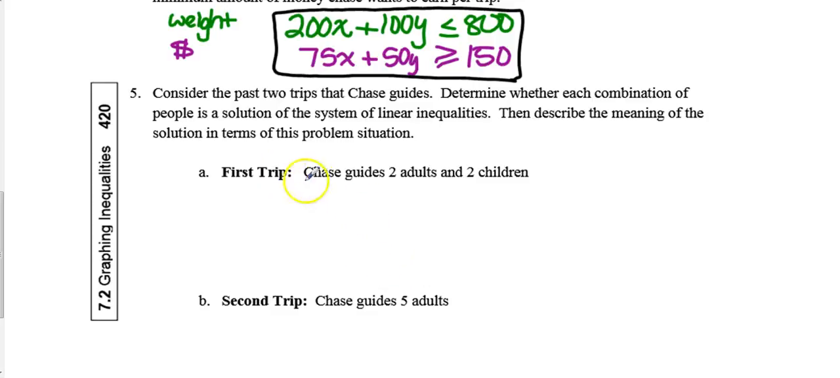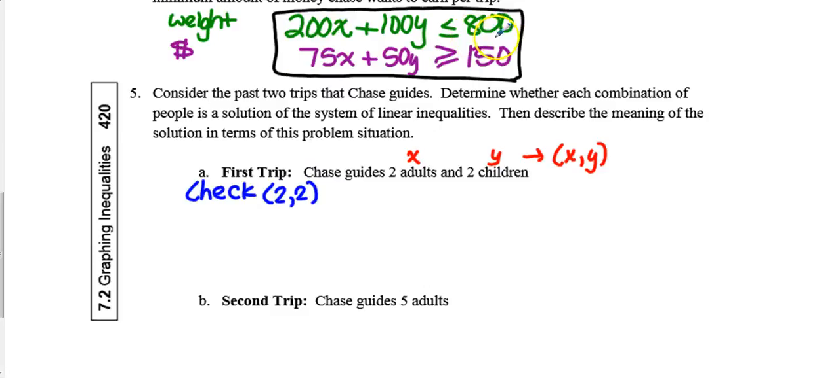So how am I going to determine whether or not this combo of people works or doesn't work? Well, my first thought is that adults is X and children is Y. So as an ordered pair, what would this be? 2 adults, 2 children? I'm looking to check (2, 2). So let's check. In class we talked about how to check an ordered pair. We're going to be plugging it in for X and for Y.